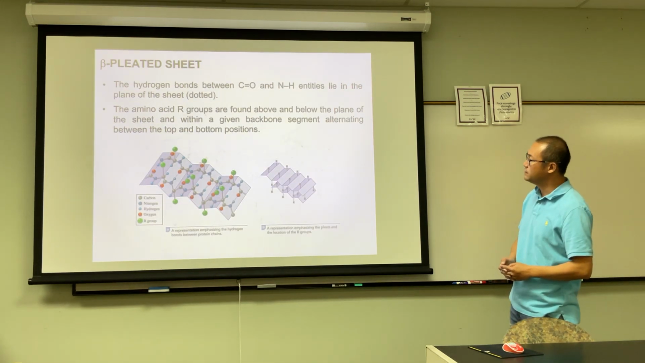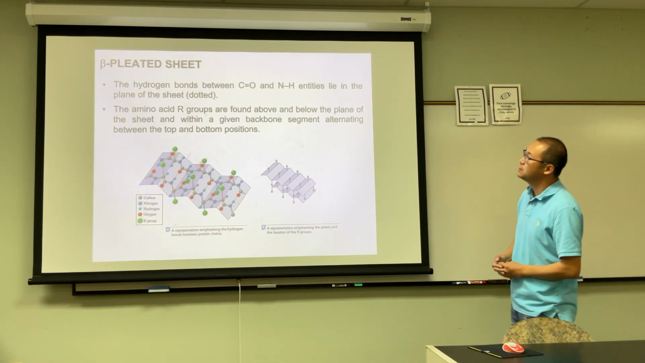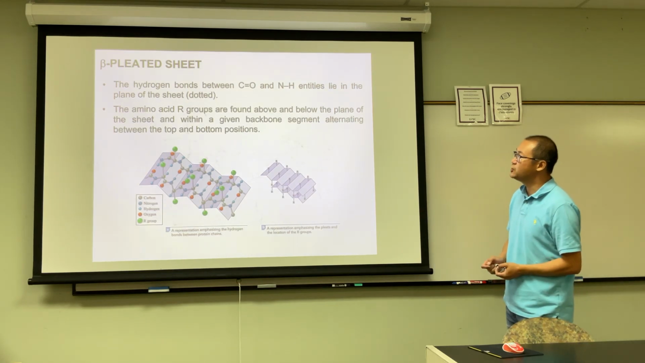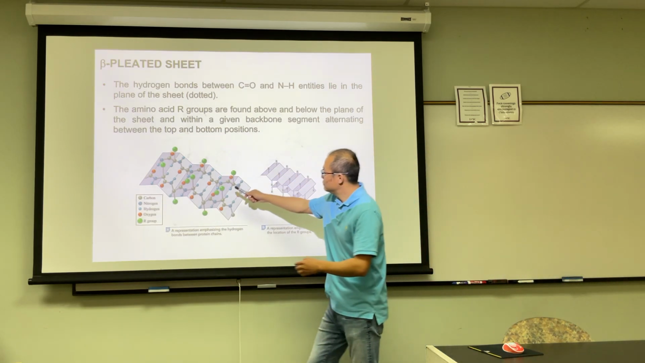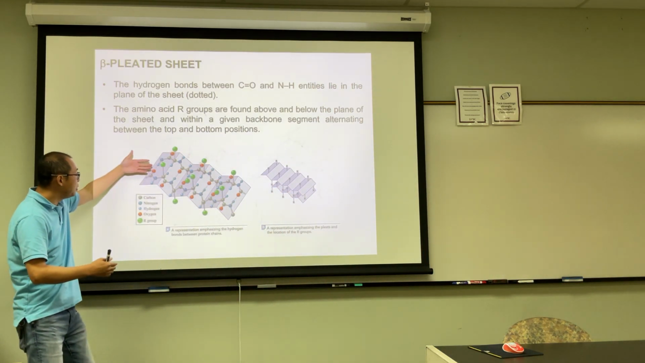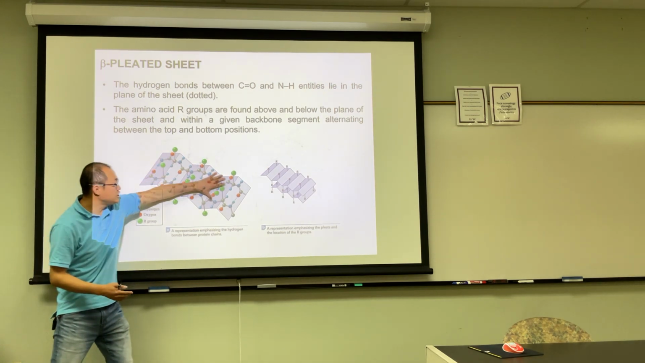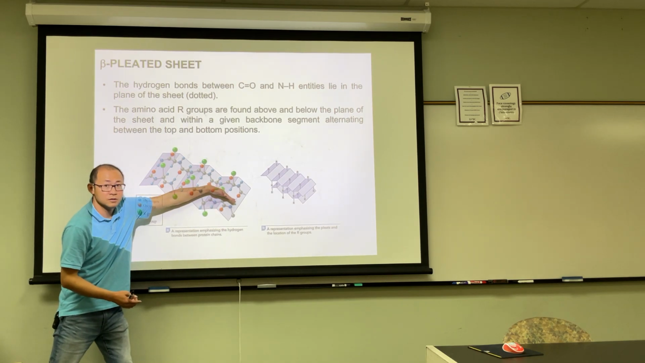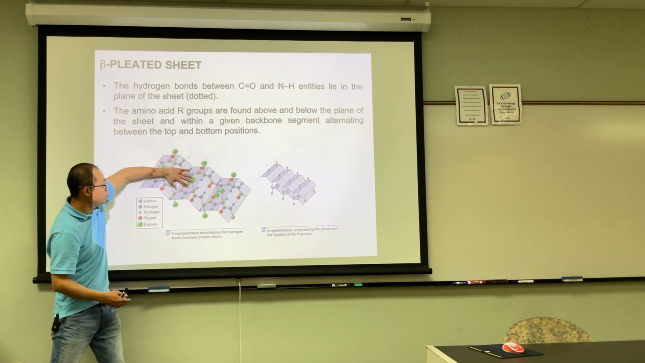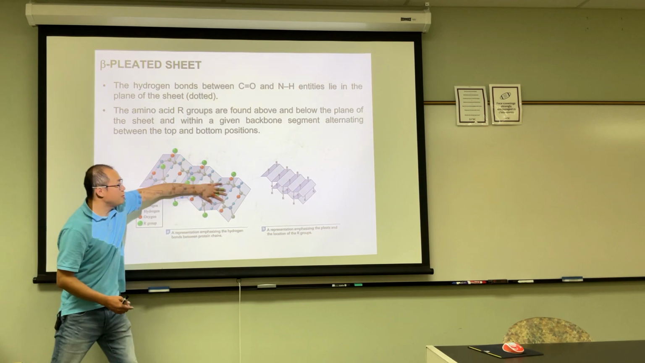This is another picture showing you the beta sheets. And the hydrogen bonding between the CO and NH are within the plane of the sheet. This is the beta sheet. You can see them make a U-turn, make a sheet, and you can see the hydrogen bonds are where? Within the plane.